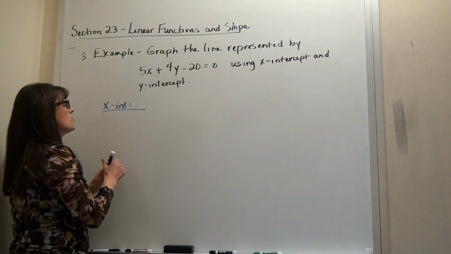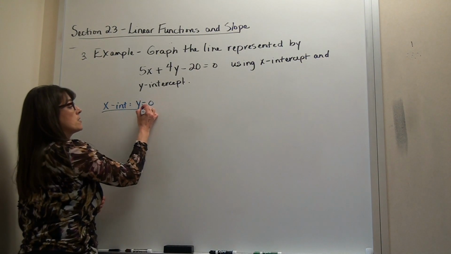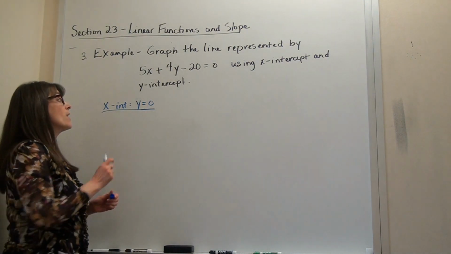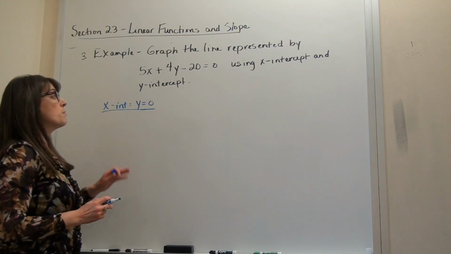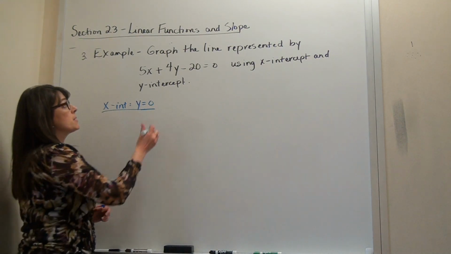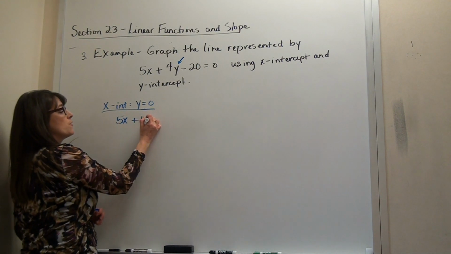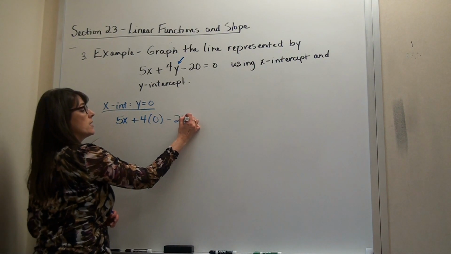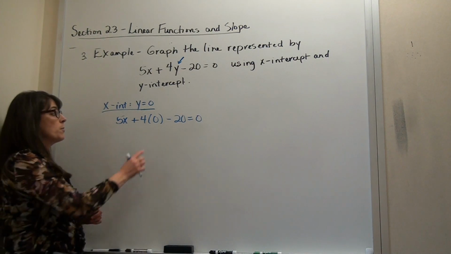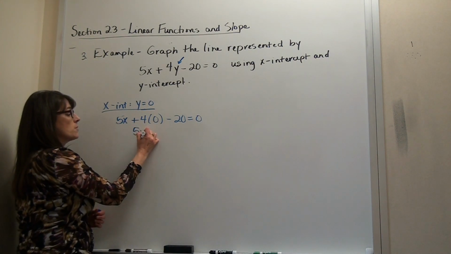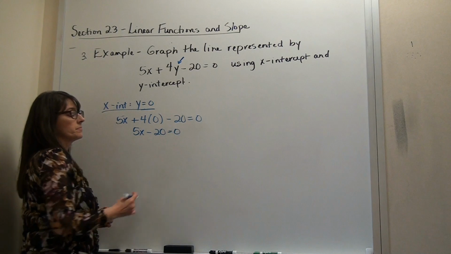So if I need to get an X-intercept, that means I make my Y 0, because a lot of times people get it twisted and they'll make their X 0 to find the X-intercept. But no, it's going to be the Y coordinate. So that means I'm going to right here pop a 0 in there. When I do, I'll have 5x plus 4 times 0 minus 20 equal to 0. And now remember, 4 times 0 is 0, so that term is gone, and this is what I'm left with.